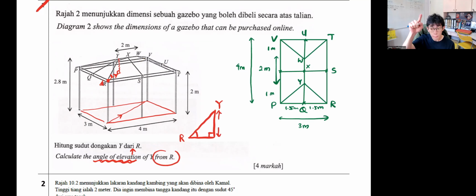So from the top to the bottom, it shows 2.8. Top to bottom, 2.8. Okay, and this stick over here, 2 meter. So the height is actually 0.8 meter. Okay, so this one we get it ready.